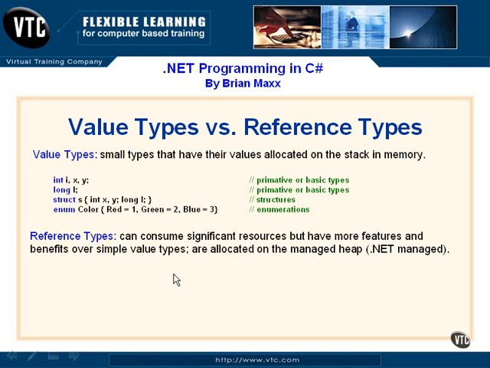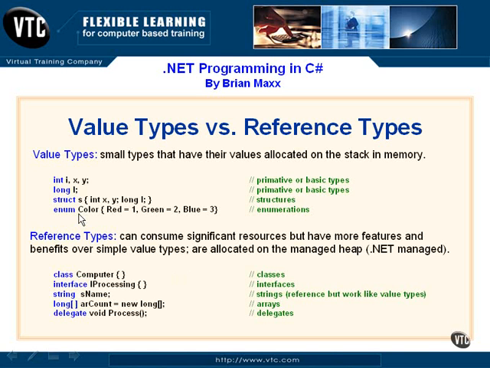For example, if we look at the primitive or basic types, like your integers, your longs, these are your basic primitives that we talked about. Structures are also value types, and enumerations are also value types. These value types cannot be null, and they must contain data. Reference types, on the other hand, deal with your classes, your interfaces, your strings. Because strings are reference types, they work like value types, but they're reference types. Your arrays and delegates, for example.